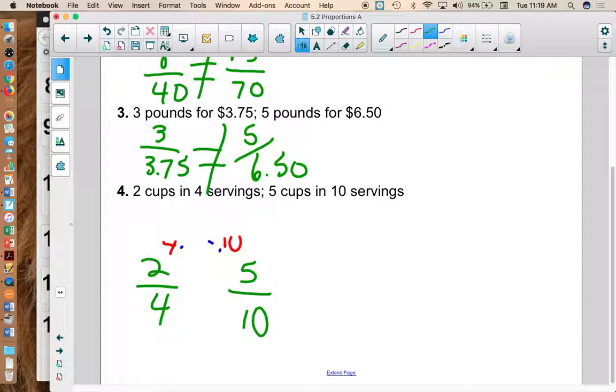It is. And the reason why I know it, I said 2 times 10 is 20. Do you agree with that? Is 2 times 10 20? Yep. 5 times 4 is 20. Therefore, they are proportional.